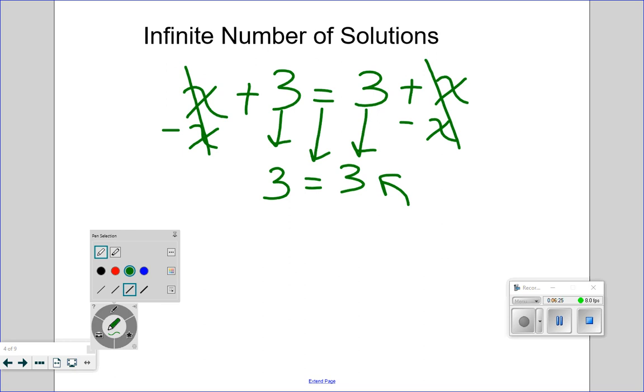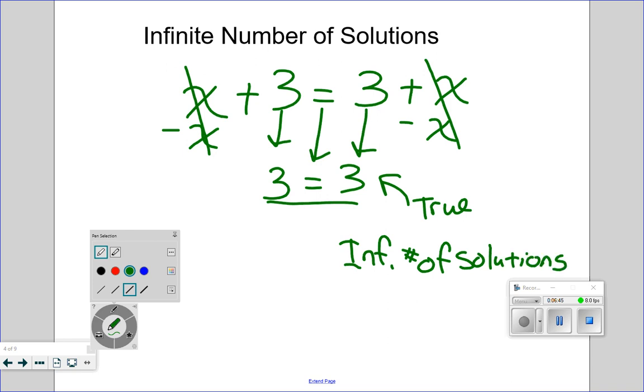We just have to decide, is it no solution or all numbers? And to do that, you look and you determine if this statement is true or not. Well, 3 does equal 3, so it is true, which means the answer is an infinite number of solutions. And we'll show you some other ways to abbreviate this. Sometimes instead of the word infinite, we'll use the infinity symbol. It means the same thing, but there are some other words we can use for this. But this is what happens. X cancels out, and you're left with a true statement with no x's.